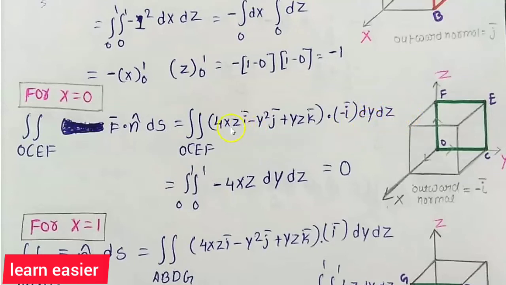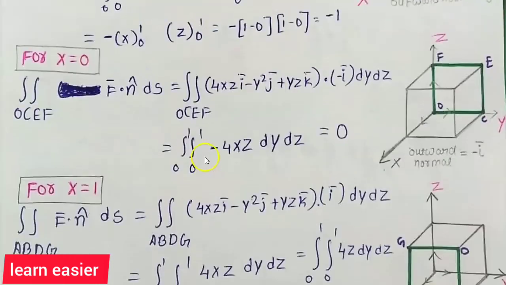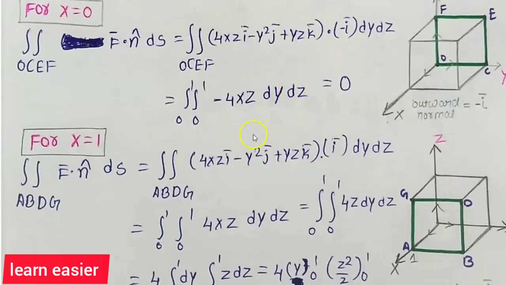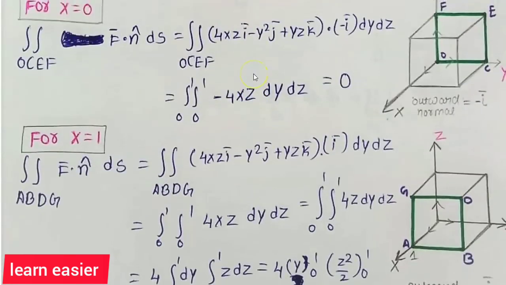So after multiplying the coefficients of i bar, here is 4xz and here we have minus 1. So minus 1 into 4xz is minus 4xz dy dz. Now you can substitute x equal to 0 here. After substituting, we got 0. So the total surface integral becomes 0. So for x is equal to 0 plane, we got the surface integral is 0. And now x equal to 1.